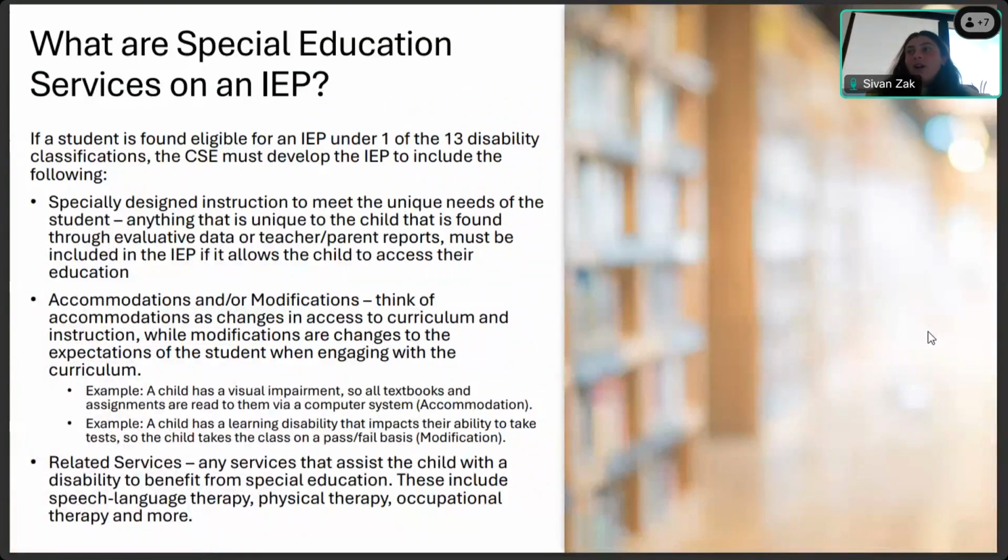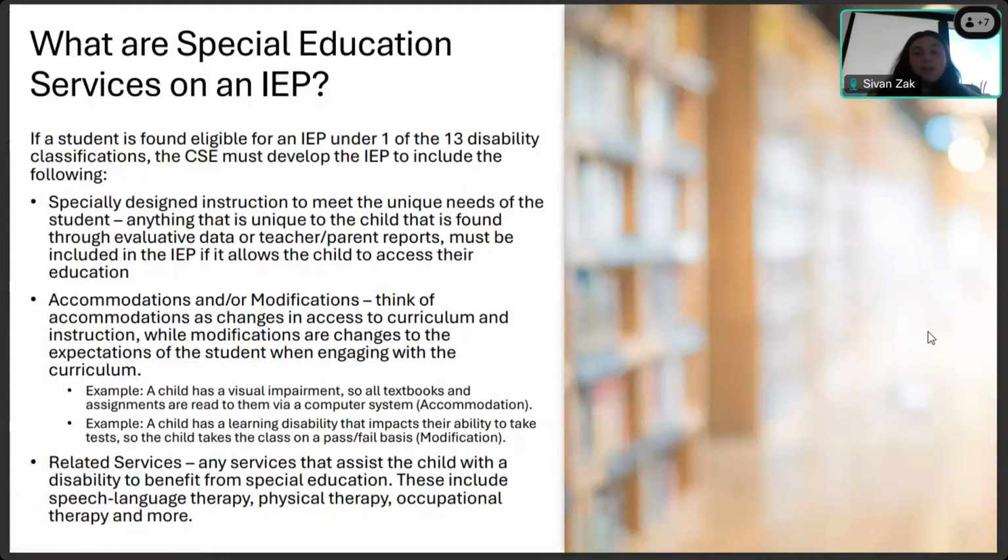So what are the special education services that are on an IEP? If a student is found eligible for an IEP under one of the 13 classifications, the CSE has to develop an IEP to include a lot of different things, but these are really the three that sort of hit the nail on the head.